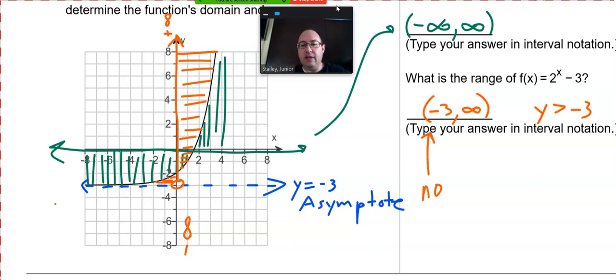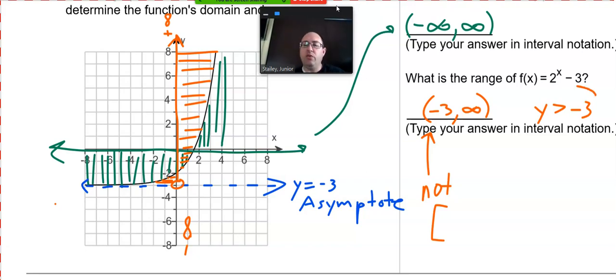You'll notice that it is not a bracket. Now, why is it not a bracket? Because it cannot touch the asymptote. So it will never be equal to negative 3. The bracket actually would mean that it's equal.